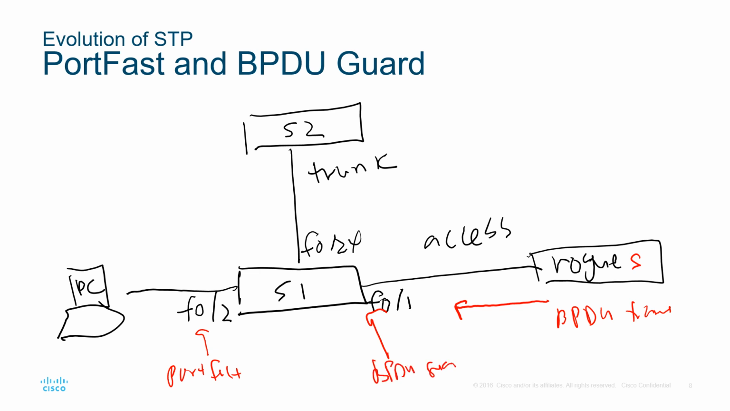You need to enable BPDU guard on F0/1 to prevent the switch from being accidentally connected to a PortFast-enabled port, because usually the PortFast-enabled port will be enabled on an access switch port with access mode.